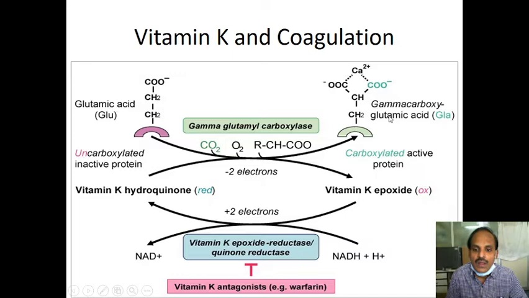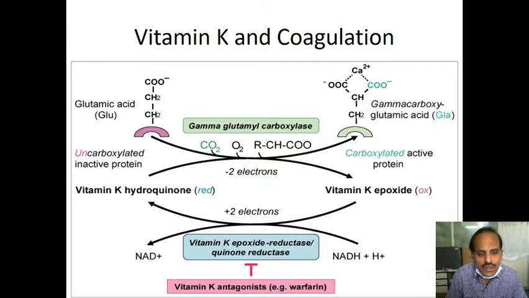Now when factors 2, 7, 9, 10 undergo gamma carboxylation, they become active. What is meant by they become active? They get the ability to bind to phospholipids, and they get the ability to bind to calcium. When they get the ability to bind to calcium and phospholipids, they can trigger the clotting cascade. So that is how, normally, factors 2, 7, 9, 10 are inactive. They cannot create the cascade of clotting, but subsequently, when they become gamma carboxylated through the gamma glutamyl carboxylase enzyme, they are capable of initiating the clotting cascade.